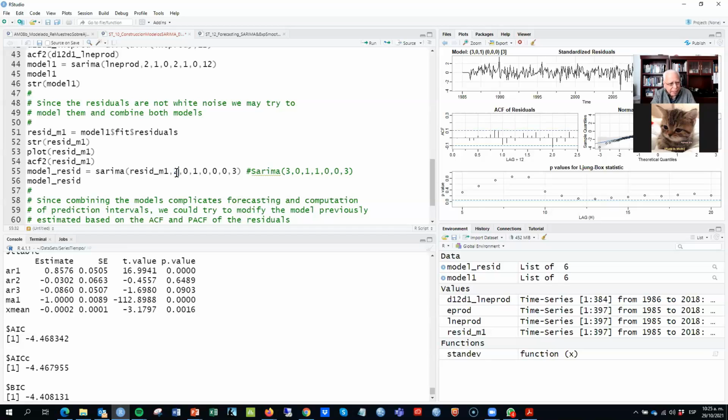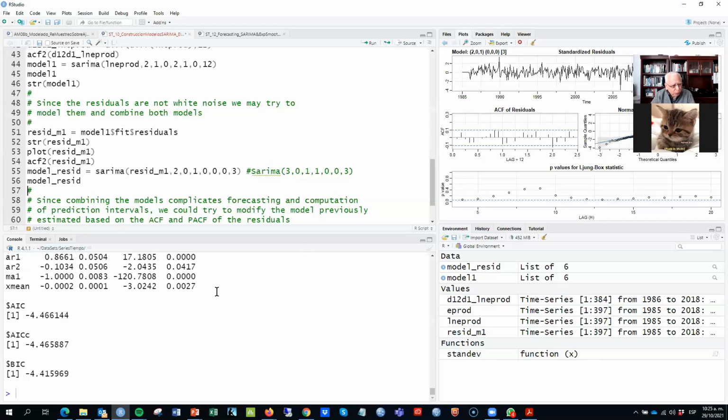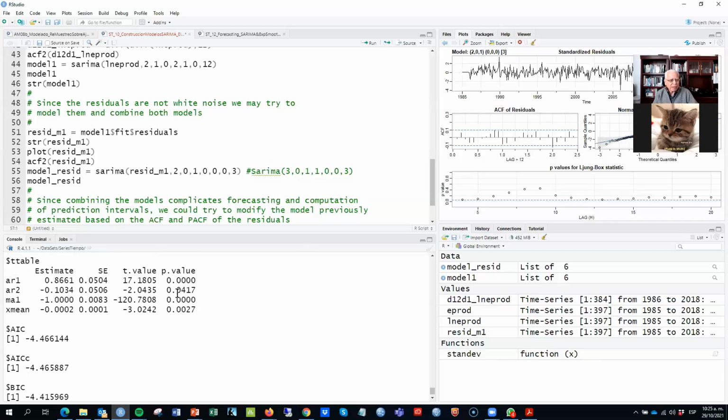So now I may try to remove the seasonal AR3 and put an AR2 there. The model doesn't look as good as the other one, but none of the p-values are less than 0.05, particularly at the beginning. And now, if you look at the parameters, they are significant: the AR1, the AR2, and the MA1. Okay, so now what do I do?